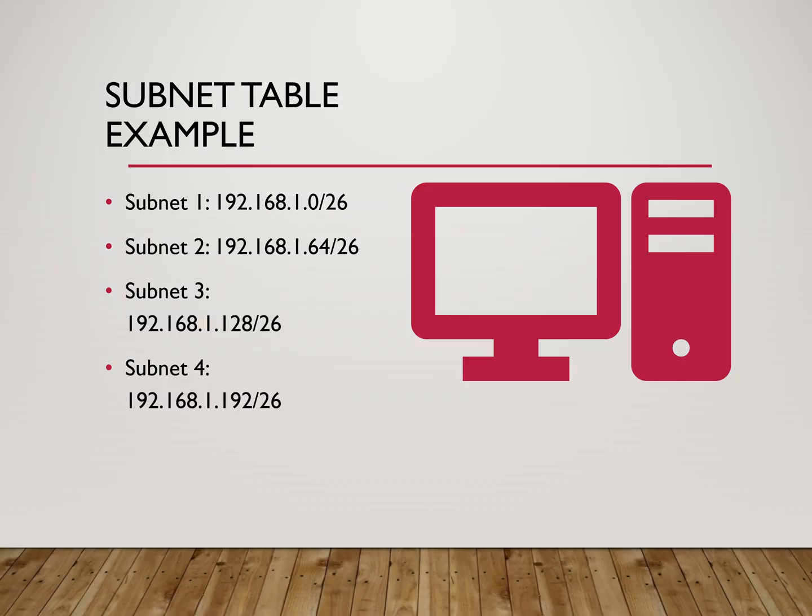Here are the four subnets created from the original /24 network. The first subnet is 192.168.1.0/26. The second is 192.168.1.64/26. The third is 192.168.1.128/26. And the fourth is 192.168.1.192/26. Each subnet has its own range of host addresses.